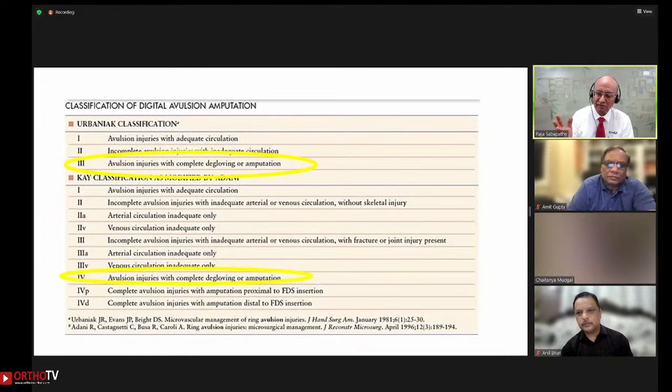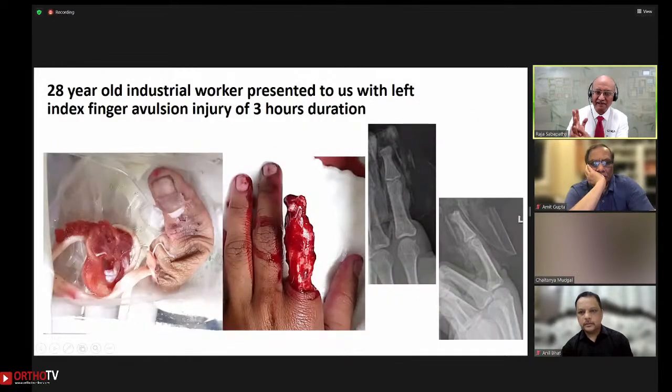We tell them not to worry, because the FDS is already inserted anyway. So you don't have to repair. So that means the finger, the proximal interphalangeal joint, will function anyway, because the attachments are there. And you are going to fuse the DIP joint. So we tell them that this movement will be there.